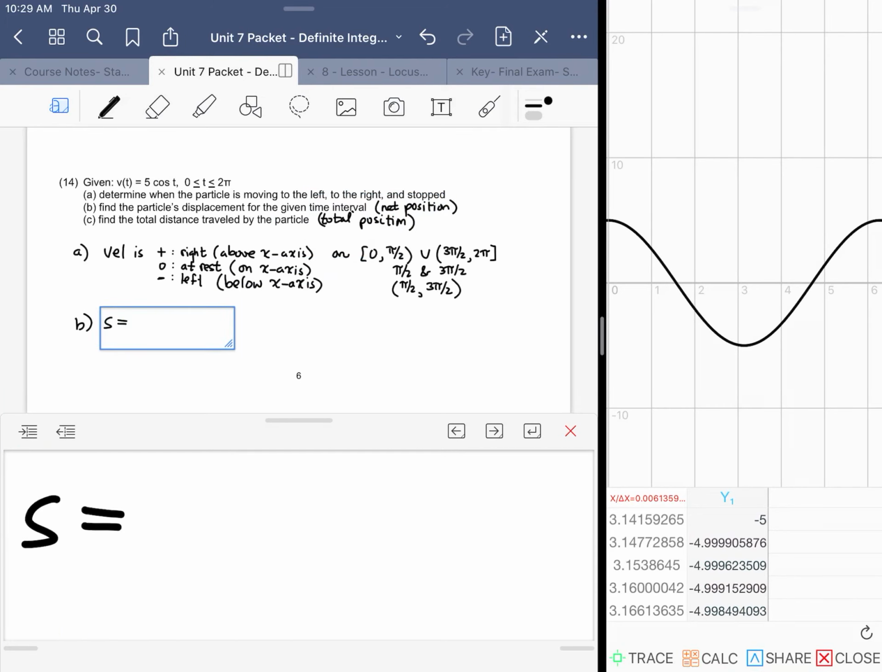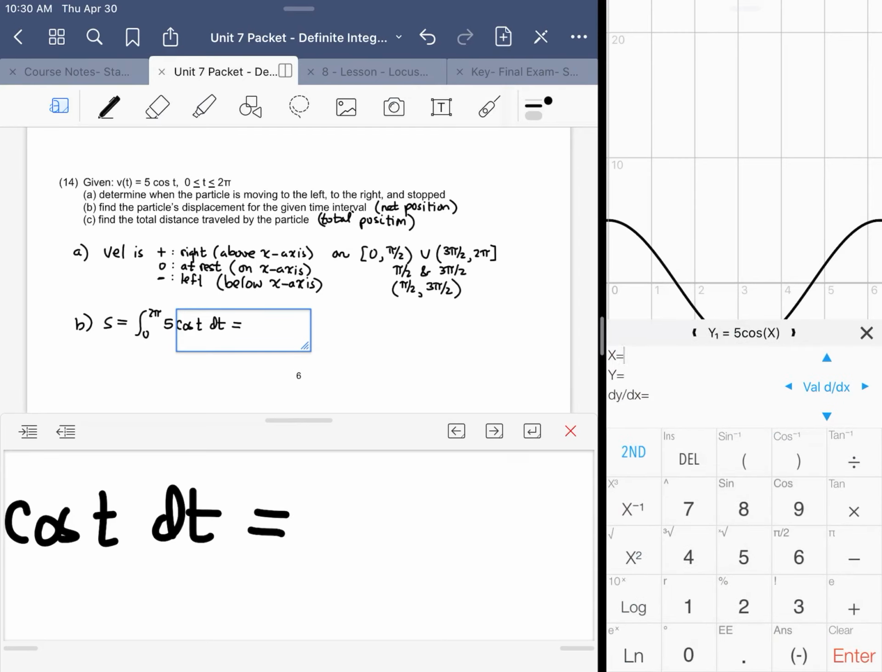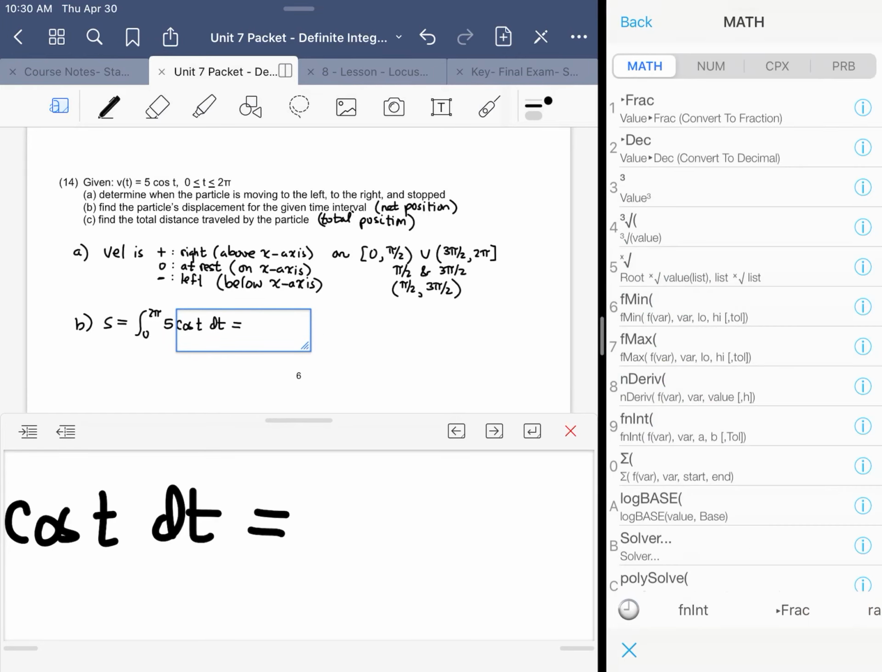So if I just want the net, that's the integral on the interval of 0 to 2 pi of 5 cosine t dt. Now, in your calculators, if you have the appropriate viewing window established, you can just hit second trace and then select the one that looks like an integral symbol. All right, I think it's 7. Pretty sure it's 7.